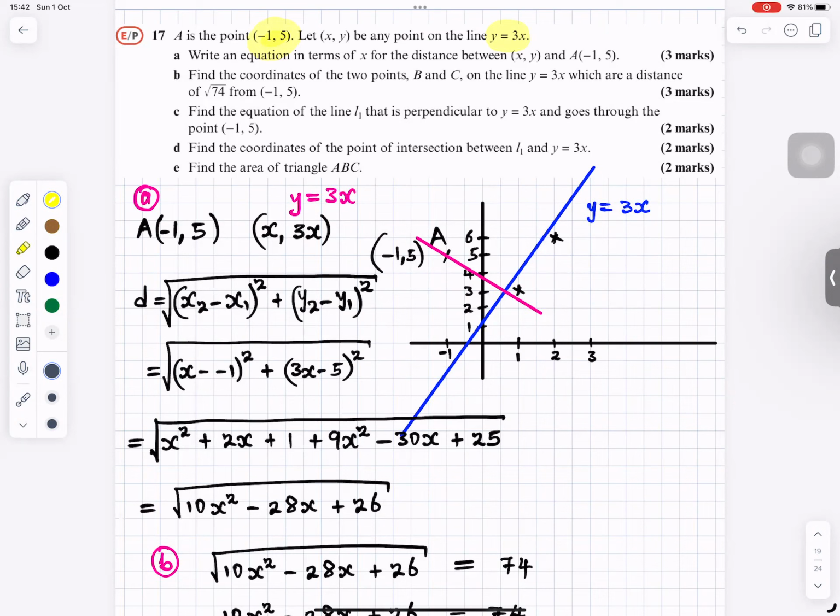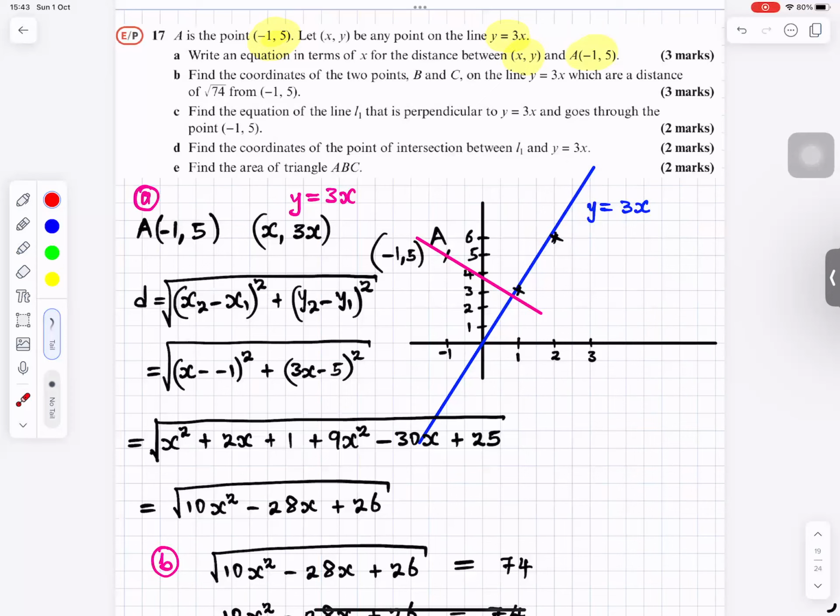Part A, write the equation in terms of x for the distance between 2 points, x, y, and A minus 1, 5. So I'll read each part and then I'll do it, and then I'll come back and read the next one. For part A, they've given us the 2 points. The first point is minus 1, 5, and then the equation for the line is y equals 3x. I've drawn the blue line there, y equals 3x. Let me make sure it goes through 0, because that's the line y equals 3x.